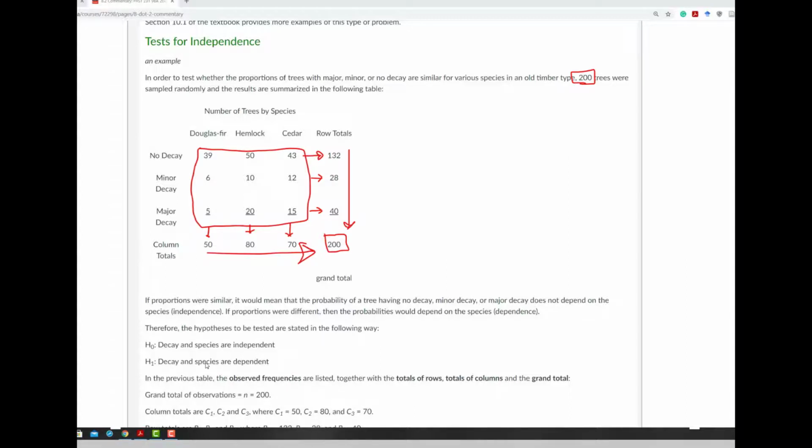After that, since these are observed values, in the chi-square test, these are the 9 observed values we have, and then we have 3 rows, 3 columns. That means we have a 3 by 3 contingency table. That's what we call it.